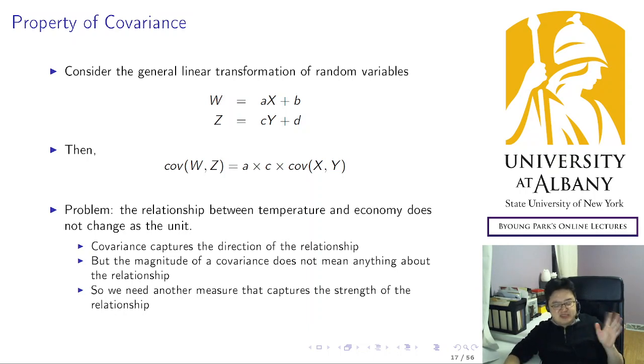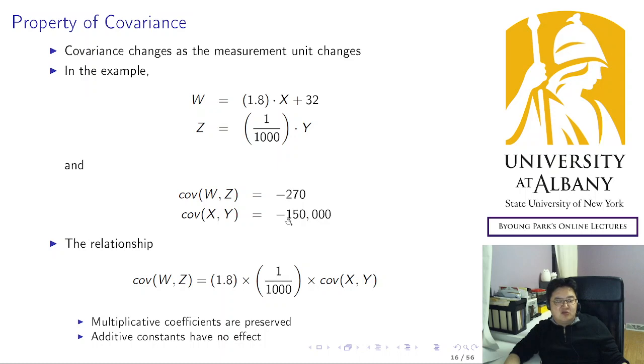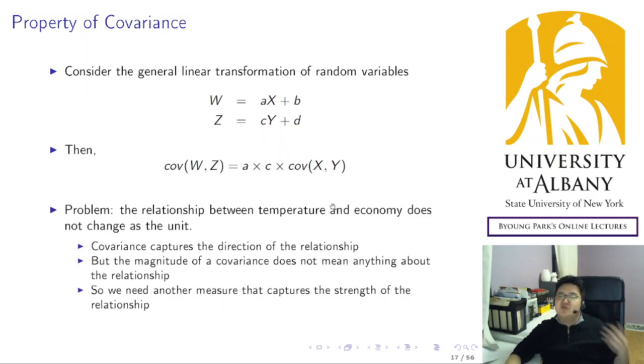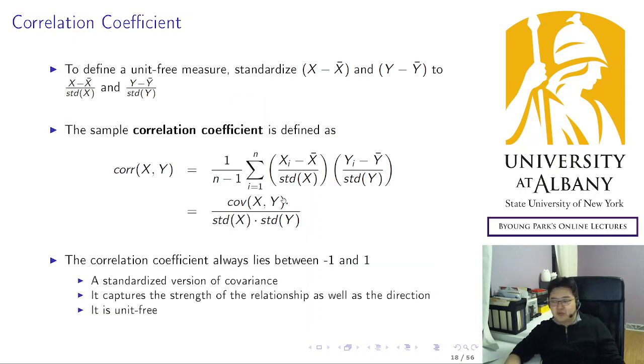So anyhow, this is a problem. The magnitude is not interpretable. So we are going to modify the covariance to capture the strength of the relationship from the magnitude, from the absolute value. Ideally, we want to say that like minus 150,000 should be a much stronger relationship than this one. But they are not in this case. They are the same relationship. So we don't like that. So we are going to make another measure that has the property, that is the correlation coefficient.